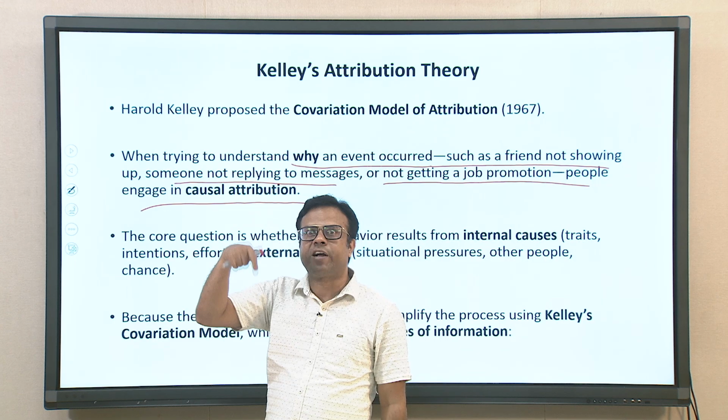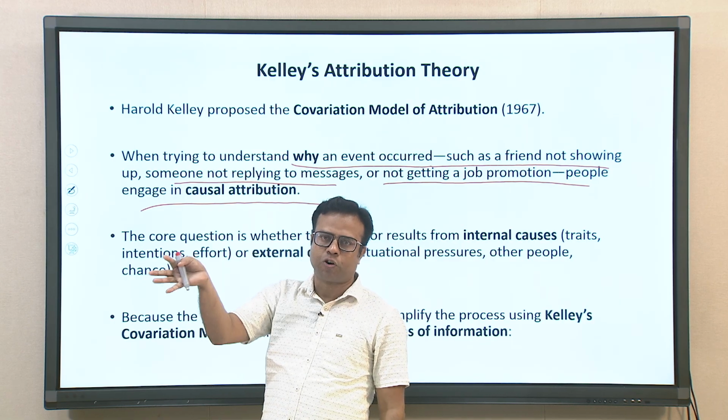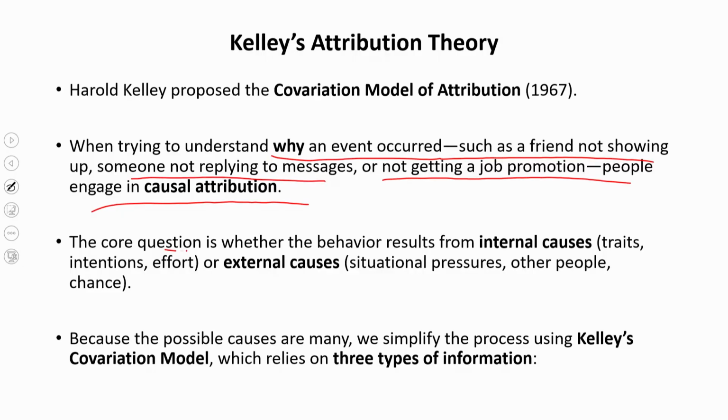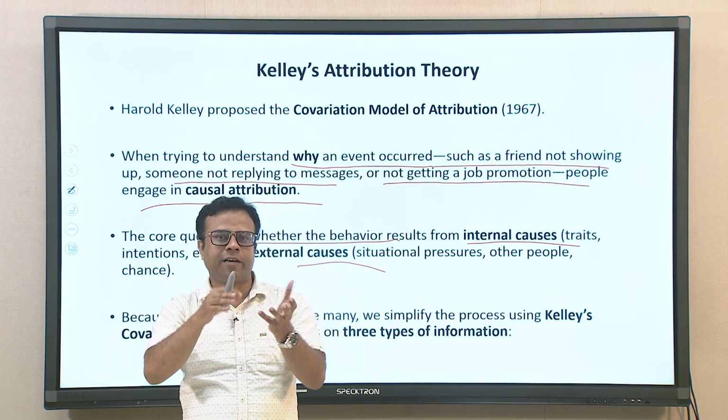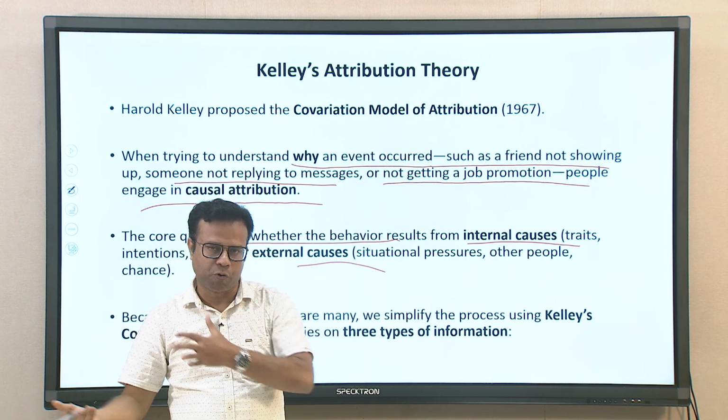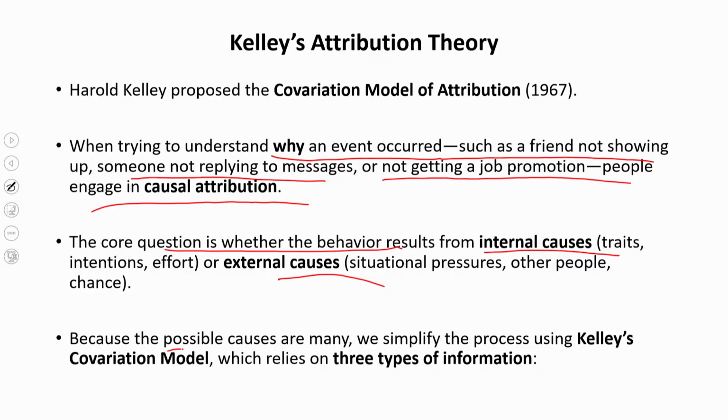So, in all such situations, people try to understand why this is happening, why someone is not calling me, and so on. The core question is whether this behavior results from internal or external causes. So, in all attribution theories, the broad factors are the same, internal causes or external causes, but they have added more and more nuances around it. Because the possible causes are many, we simplify the process in this model, which says there are three types of information that we use to make internal or external attributions.